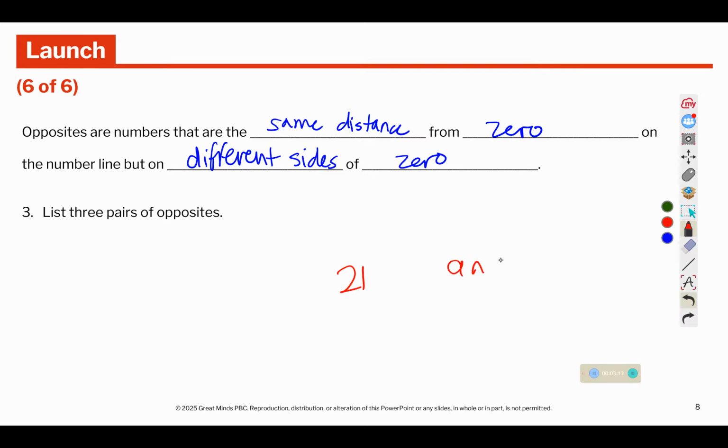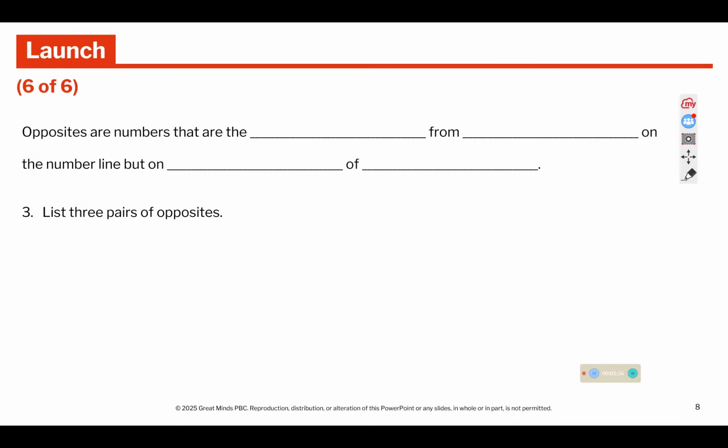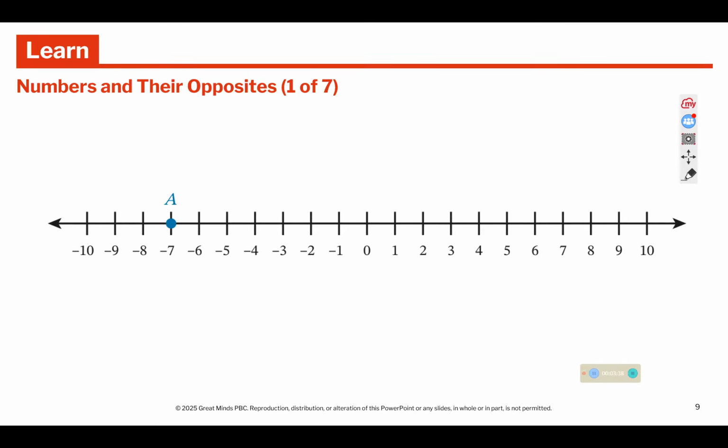21 and -21. -67 and 67. -9 and +9. You could list others. These are just 3 examples. Here we see A is at -7. The opposite would be here at +7. They're both 7 units away from 0.